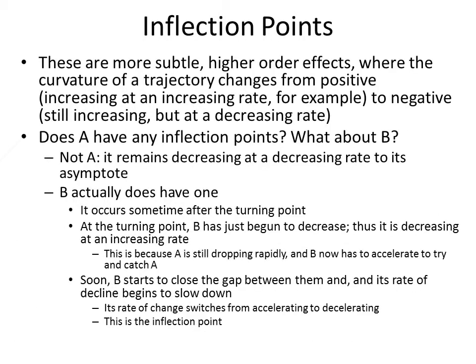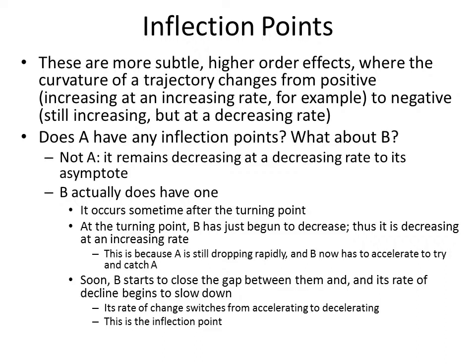So what about inflection points? These are more subtle, sort of higher order effects where the curvature of the trajectory changes from curving in one direction to curving in the other direction, i.e. going from, say, increasing at an increasing rate to increasing but at a decreasing rate. Does A have any inflection points? What about B? Well, A does not. It remains decreasing at a decreasing rate all the way to its asymptote.